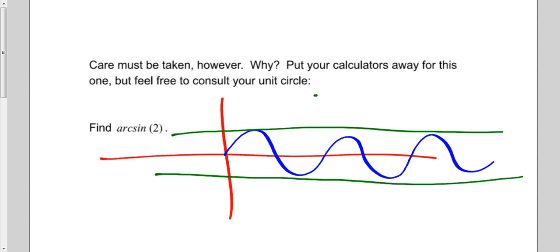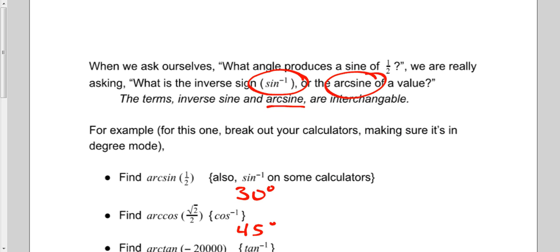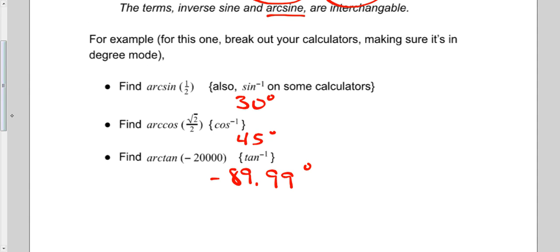Anyhow, we need to be mindful. If I do an inverse sine or an inverse cosine of something, I better be doing it of something with absolute value less than or equal to 1. But what about tangent? Why could I do it with tangent?